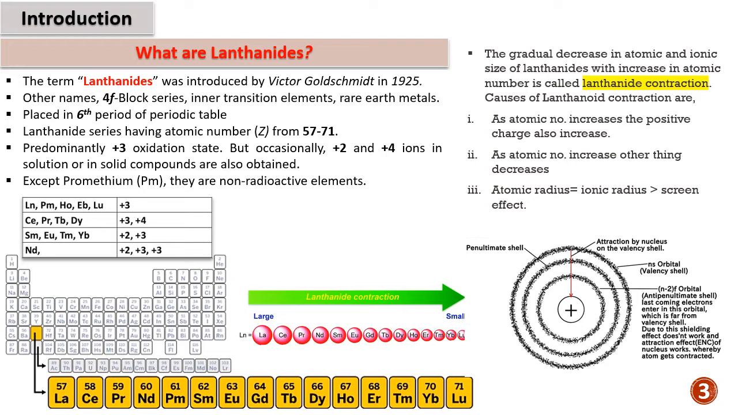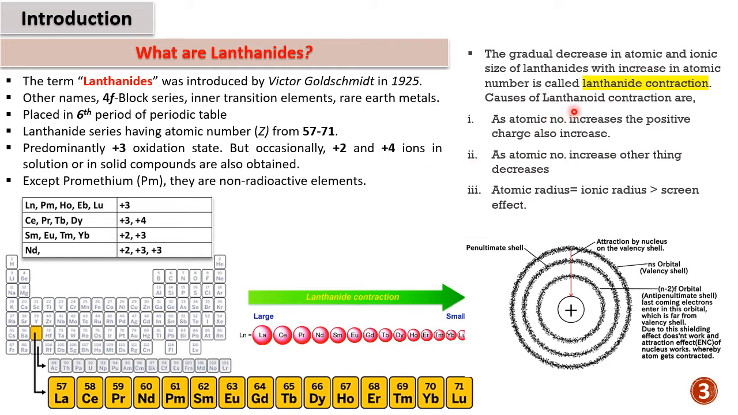Lanthanides were first introduced by Victor Goldschmidt in 1925. They are also called inner transition elements, or you can say rare earth elements. They are metals placed in the sixth period of the periodic table, consisting of 15 elements, having atomic numbers ranging from 57 to 71. They predominantly show the +3 oxidation state, but sometimes they show +2 and +4 ions in solution or in solid state. Except promethium, they are non-radioactive.